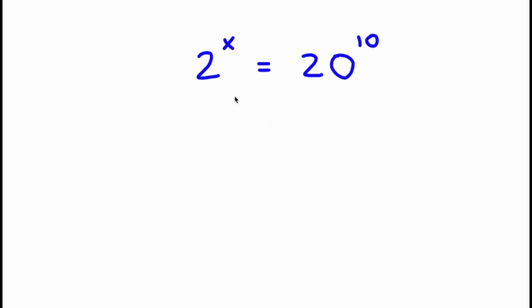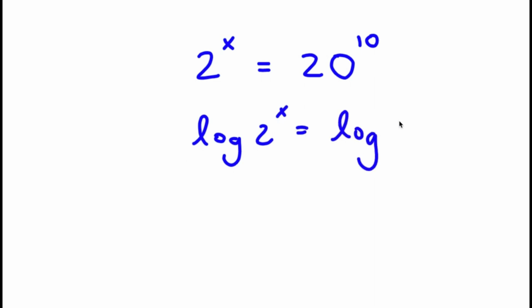So I have 2 to the power of x is equal to 20 to the power of 10. So the first thing I'm going to do is take the log on both sides. So now I have log 2 to the power of x is equal to log 20 to the power of 10.